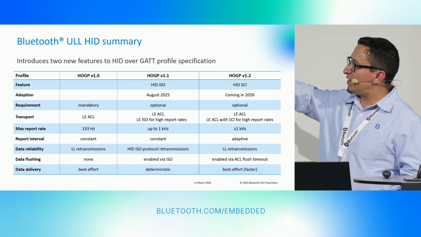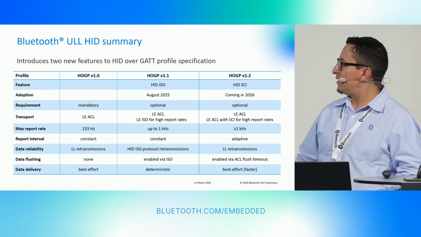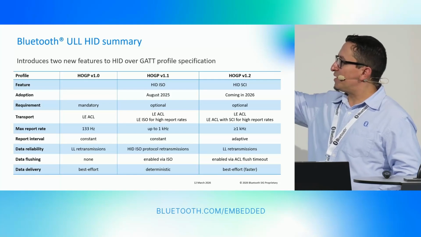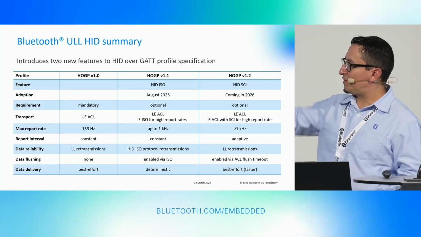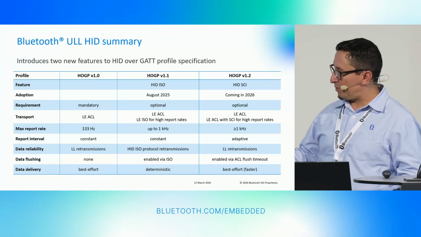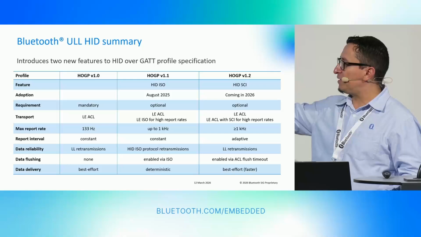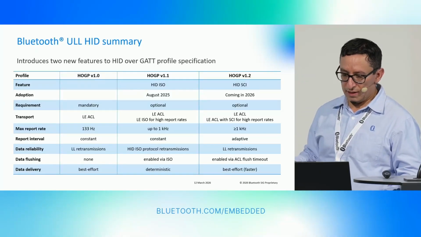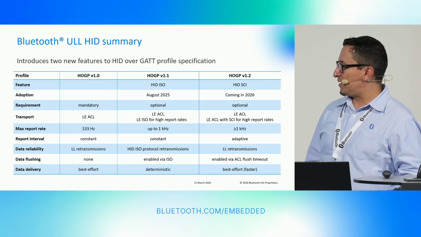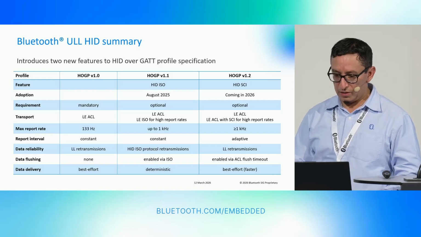We would say that the report interval is adaptive because on the fly you could be changing the report rate based on application needs. Retransmissions are handled at the link layer level for data reliability. Flushing, which wasn't supported before in the ACL transport, is now enabled through the ACL flush timeout that was introduced with Core 6.2. And overall, the data delivery is based on a best effort mechanism, but faster because of the shorter connection intervals.